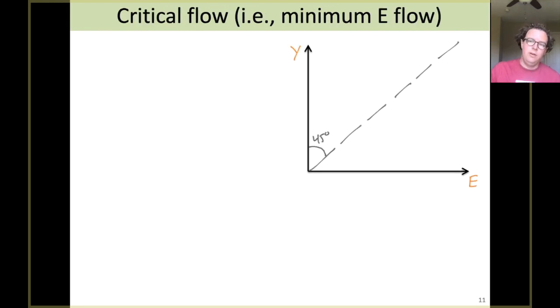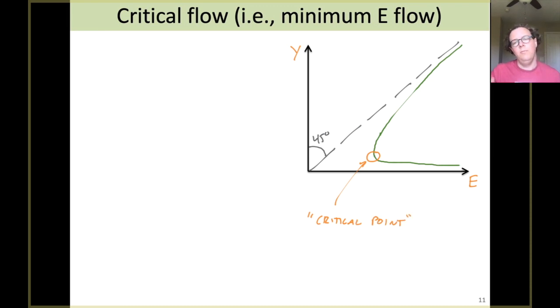You might have also noticed that the curve you're interested in actually has a minimum to it. And that's the point that we call the critical point. That minimum energy condition is where you pass through Froude number equals 1. That's where you pass through critical flow. So we define that point as having some minimum energy state and some y critical, or y_c, value.